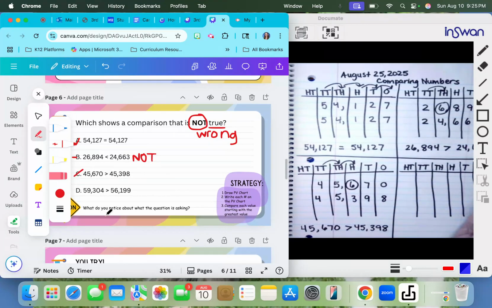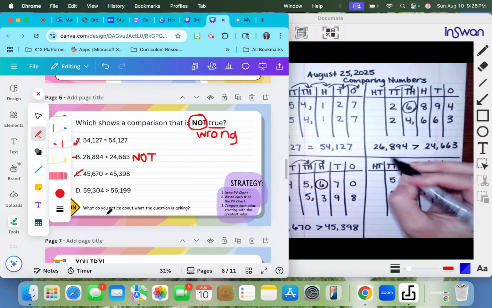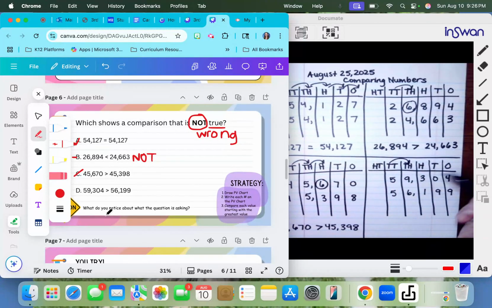And then last, put it on our chart, 59,304 and 56,199. Okay, let's compare. Our 10,000s are the same. Go next door. I have a 9,000 and a 6,000. Those are different. Who is greater? 9 is greater. So that makes this number the greater number.